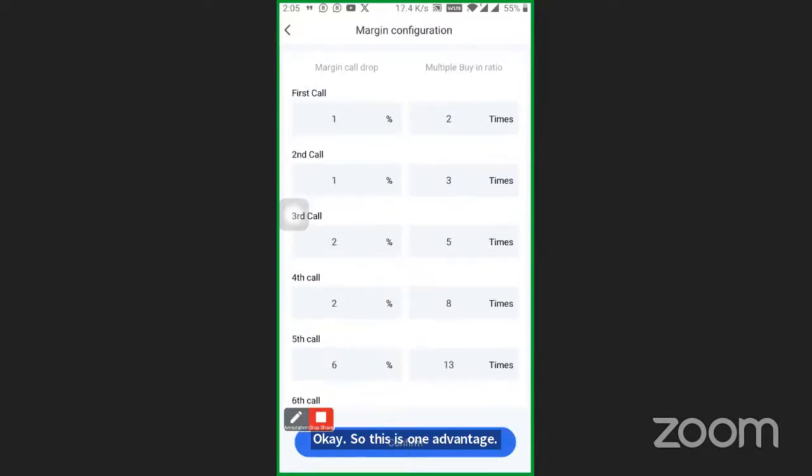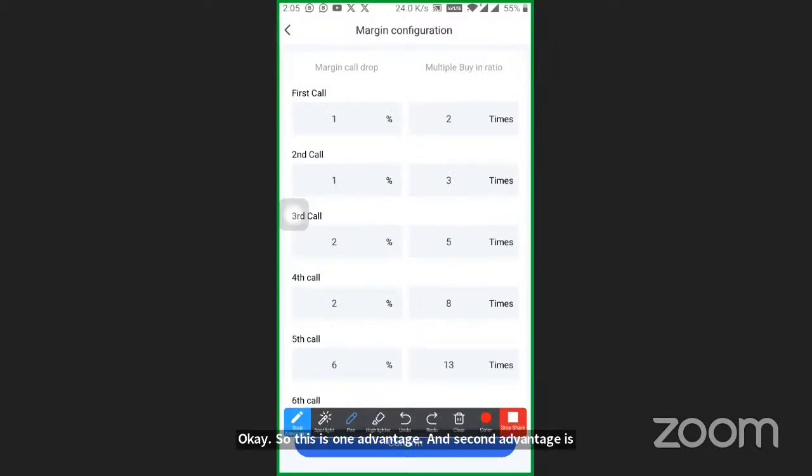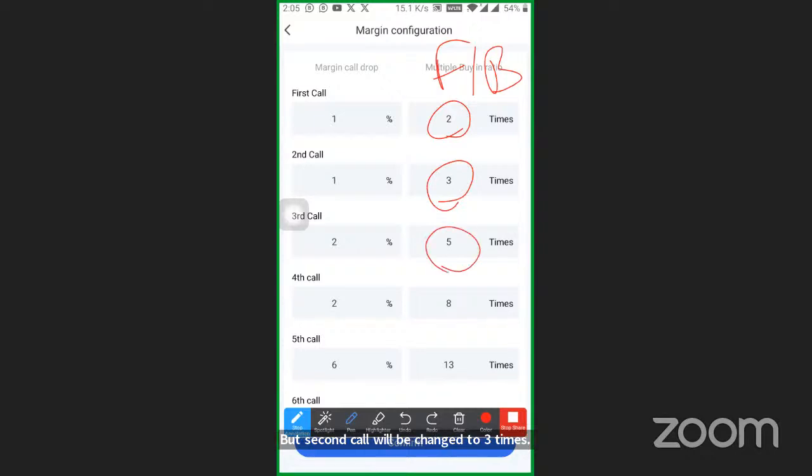And the second advantage is we can allocate our capital in 8 margin calls, and this is called the Fibonacci strategy. How does it work? It is slightly different from the double up strategy. The first call remains 2 times only, but the second call will be changed to 3 times. Okay, and the third call will be 5 times. How do we get these figures? Just add up the last 2 margin calls. It is a simple formula. This is called the Fibonacci formula.